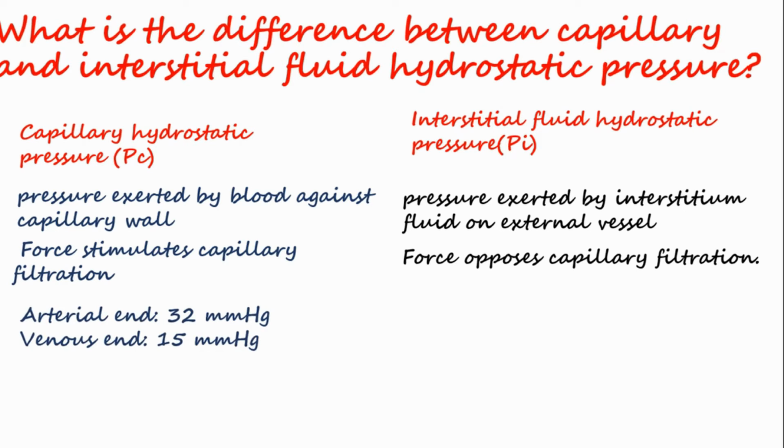While capillary hydrostatic pressure is 32 mm mercury at the arterial end and 15 mm mercury at the venous end, interstitial hydrostatic pressure is close to zero.